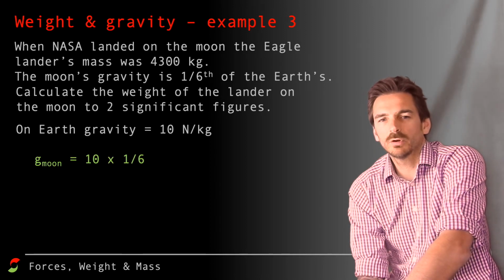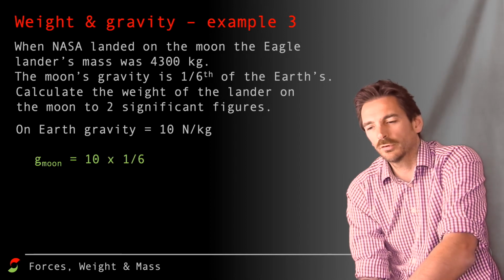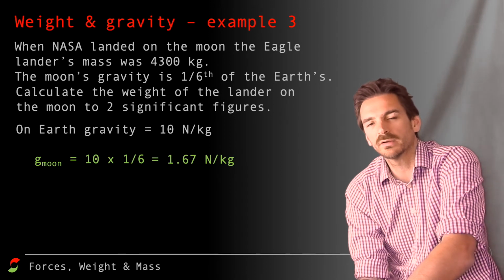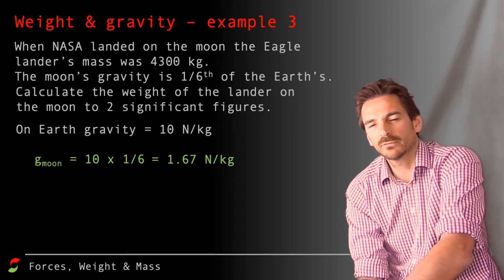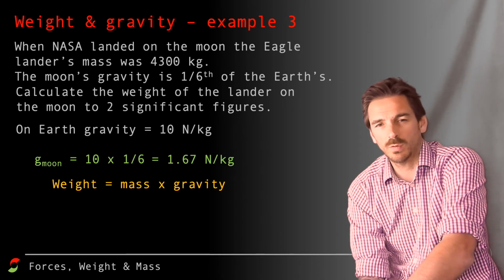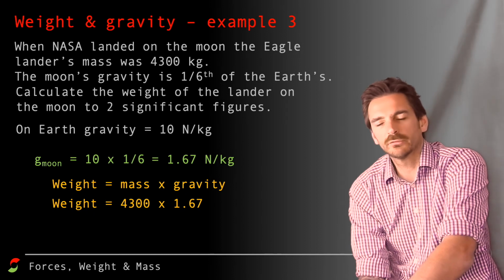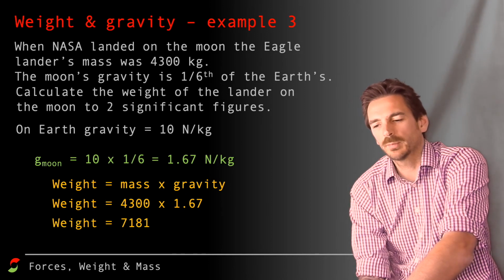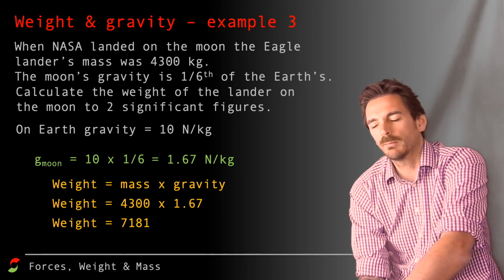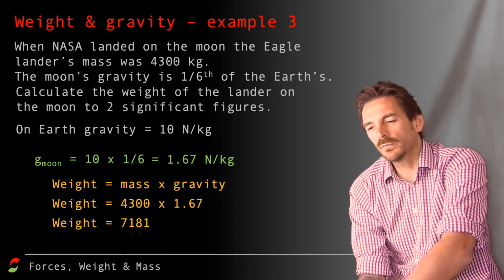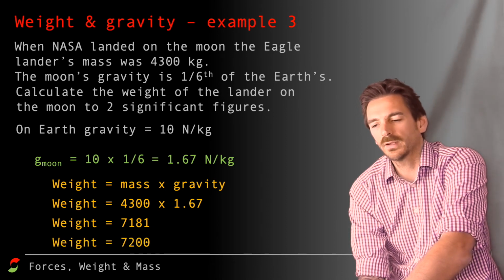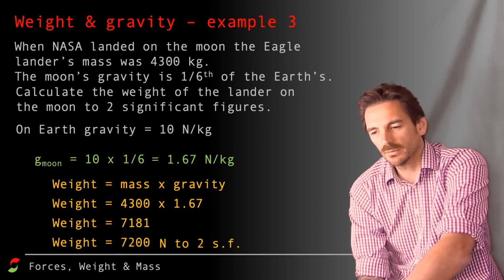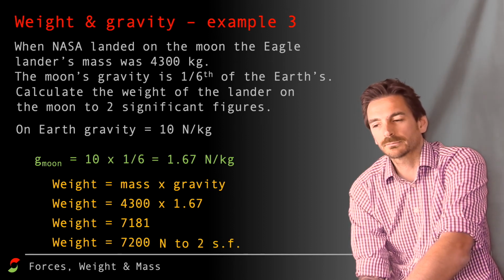So the first thing we need to do is work out the value of gravity on the moon, and we're told that it's a sixth of that on Earth, so it's a sixth of 10, which is going to be 0.67 newtons per kilogram. So that's worth a mark. Then we can quote our equation, and now we can substitute in, just checking that the mass is in kilograms, which it is, and multiply that out, 7,181. But that's not the final answer. If we check, it says to two significant figures. So to two significant figures, it's 7,200, and don't forget the units.